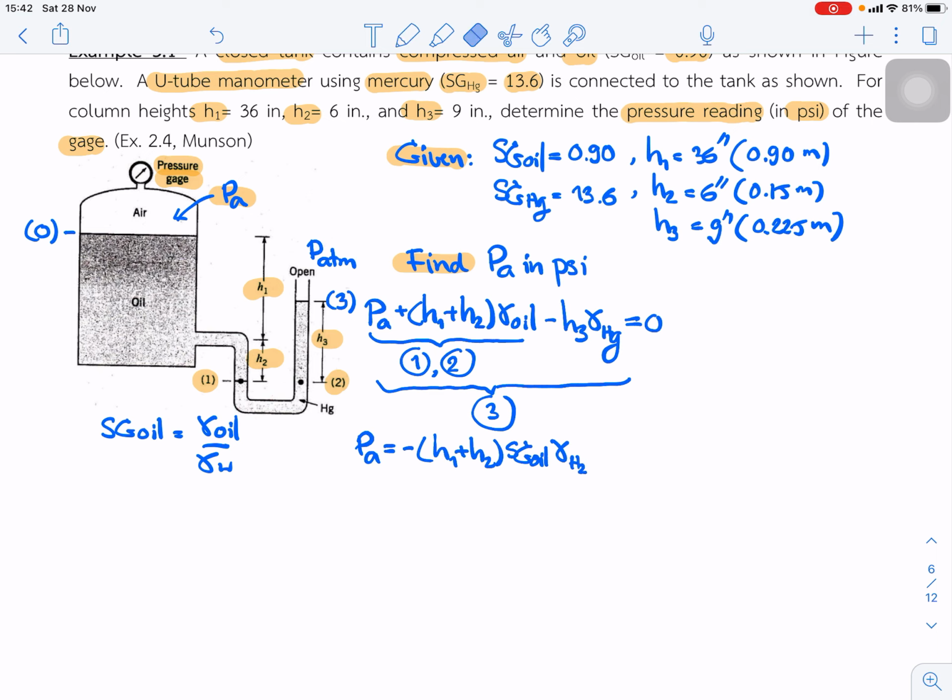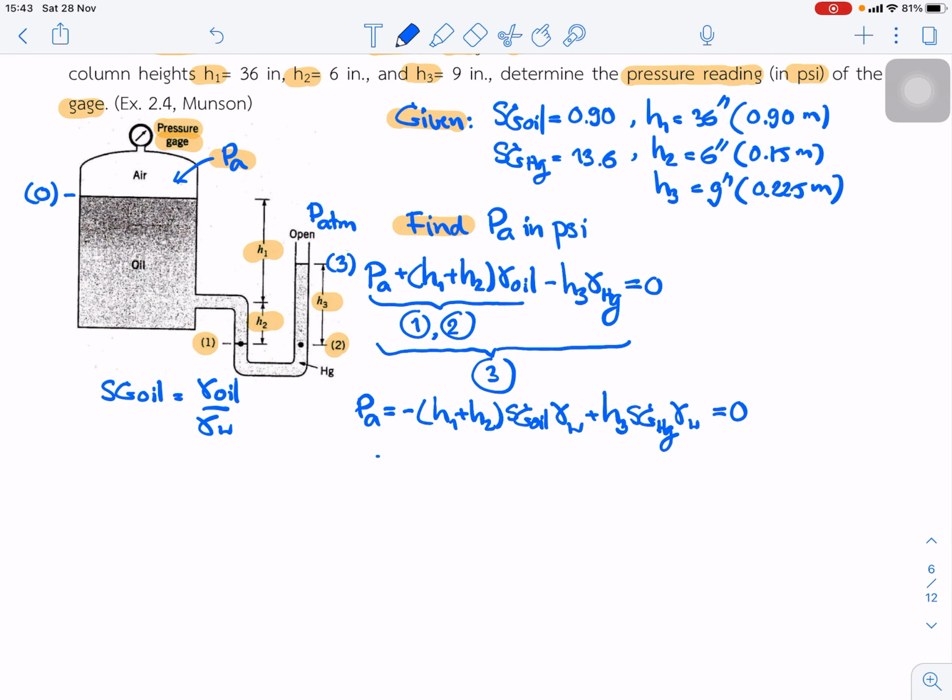You can say the water, that is gamma W. Okay, and plus H3 times gamma Hg, which is equal to the specific gravity for Hg times the gamma of water, equal to 0. Okay, next step we just substitute the numbers.